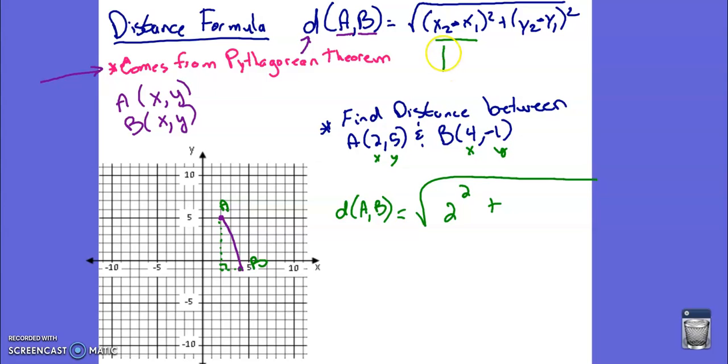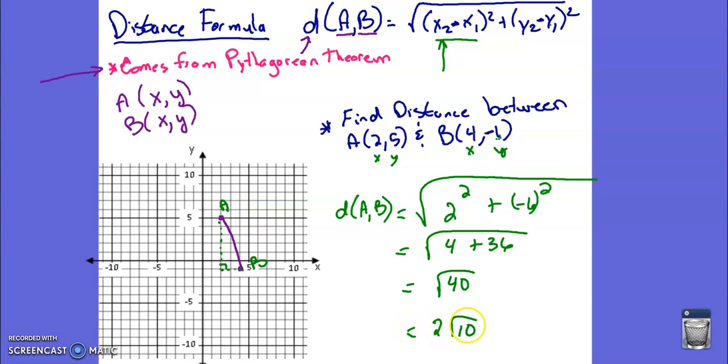So notice if I started with the second point, which I did, so 4 minus 2, and then y2 minus y1. So you got to start with the same point. So -1 minus 5 is -6. And we're going to square that. And so here we're going to get the square root of 4 plus 36, which is the square root of 40.